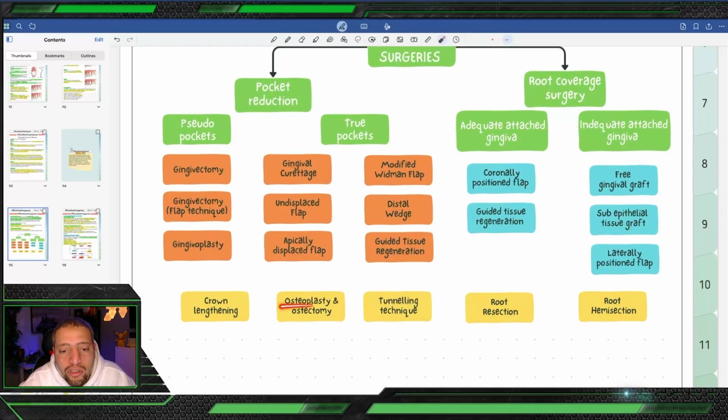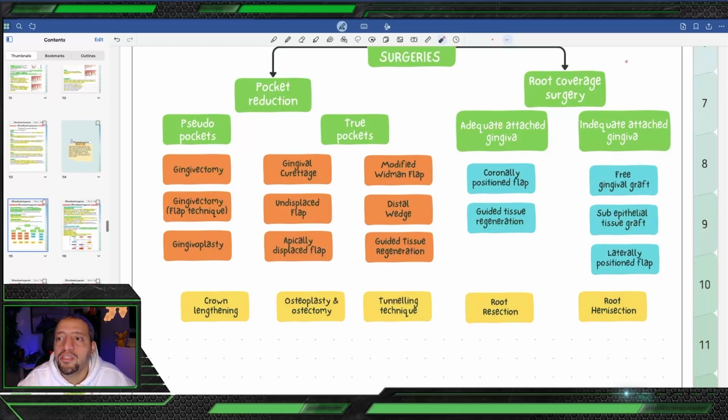Here we discuss osteoplasty and ostectomy. Osteoplasty, we don't remove from the vertical dimension. We remove from buccal, mesial, distal. Ostectomy, we remove from the vertical dimension. We remove bone to reach the positive architecture. Tunneling technique, when we have advanced class 2, class 3 furcation, we make it class 4 and then the root will develop caries and then we're going to extract the tooth. Or we are going to do root resection or hemisection. Hemisection is indicated for the upper molar and root resection is indicated for the lower molar.